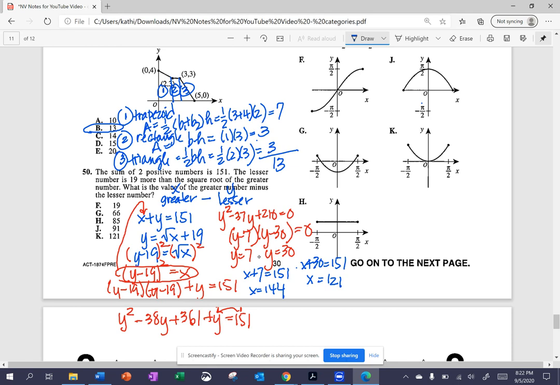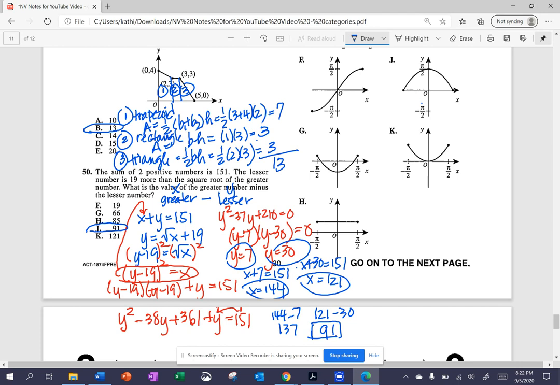So now I'm going to subtract. So I got x and y and x and y. So I have 144 minus 7 is 137, or 121 minus 30, which is 91. And in my choices, I have 91 as a choice. So here is my solution.